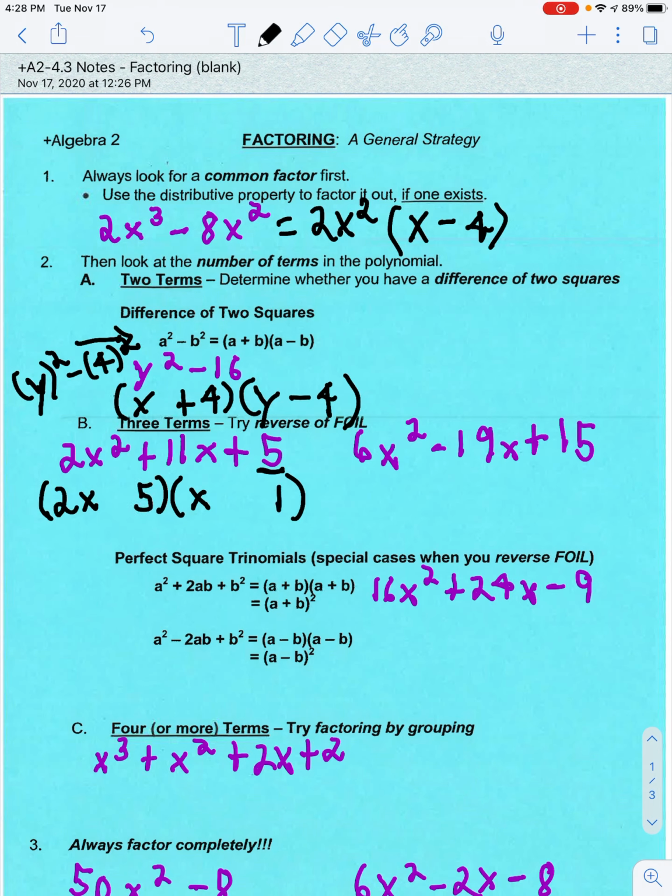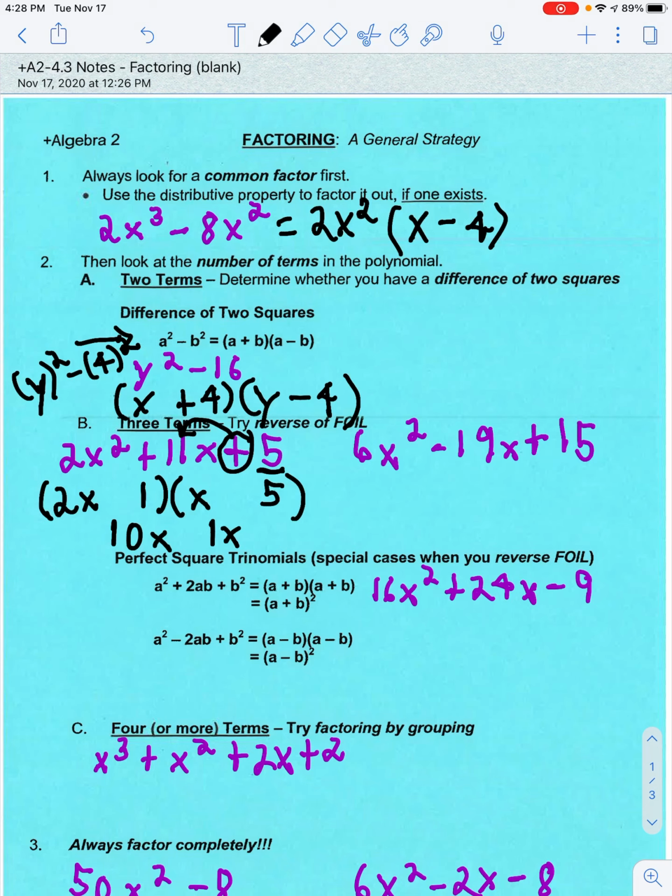If I put the 5 here and the 1 here, my outside product is 2x, while my inside product is 5x, and I need the sum of those to end up being 11. Well, clearly 2x and 5x do not have a sum of 11, so that means the order I have them definitely doesn't work. So I'm going to switch it, and I'm going to put the 1 here and the 5 here. That makes my outside product 10x and my inside product 1x. And the sum of 10x and 1x is 11, so I've got them right.